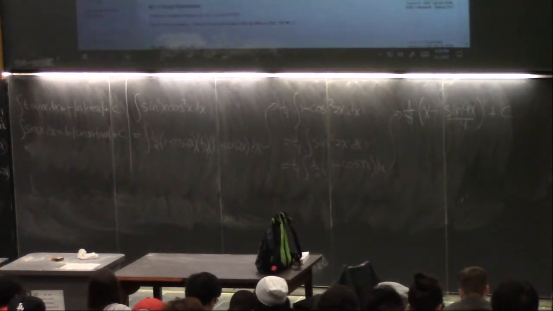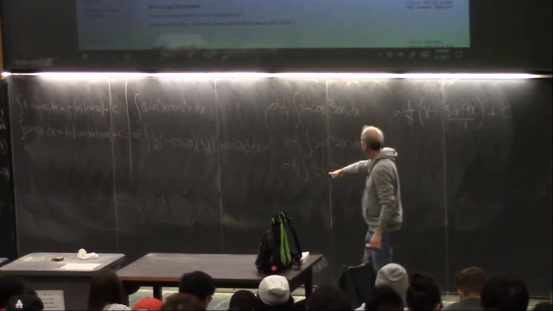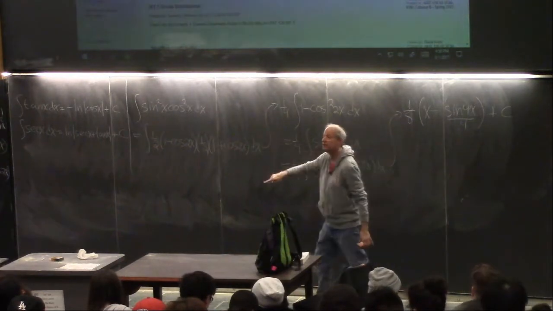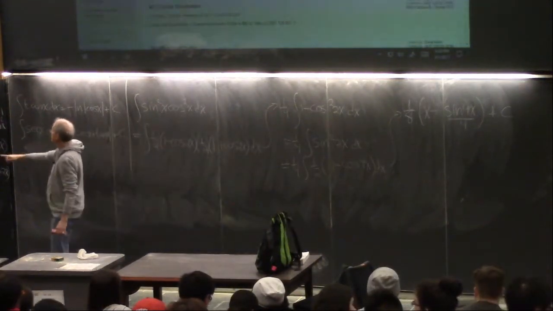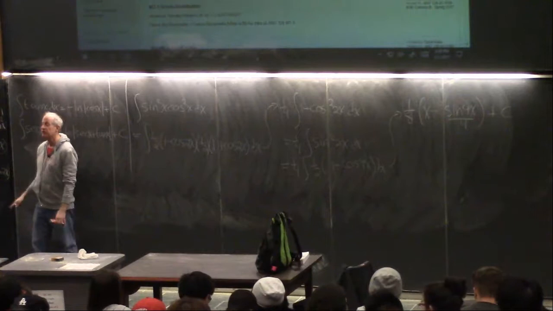Where did you get the half from? Which one? This one? Yeah, that one. That's from the sine squared identity. Remember, sine squared is 1/2 times 1 minus cosine 2x. Okay.